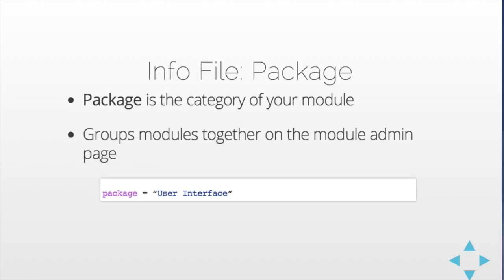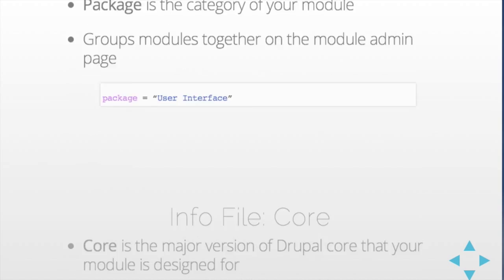So package, this is the category of your module. So on the modules page, especially if you're using module filter, you'll be able to see each group of modules. So user interface, views. Anyway, this is how you group your modules together. Important note is that this is a string, so it's very important that you type it the same. Otherwise, you'll get some weird stuff where it'll show the same group twice, and you click on it and it'll show it. So again, it's a string, so type it exactly as you want it.